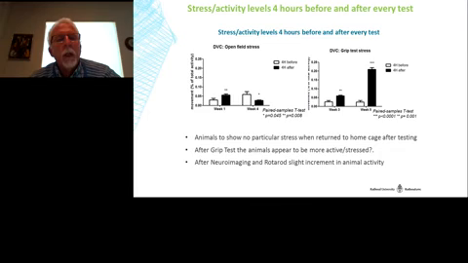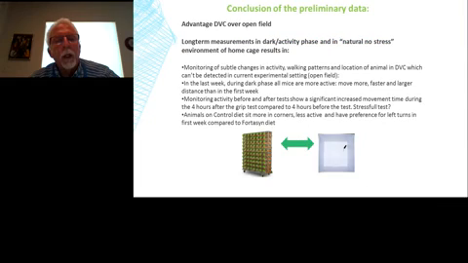So in doing this, we looked at the activity levels 4 hours before and 4 hours after every test. No particular stress returned to the home cage after testing with the open field or the pole testing, but the grip test was somewhat stressful, it appeared, because there was quite an increase. There was a slight increase with the neuroimaging and rotarod, but again, the grip test was most apparent.